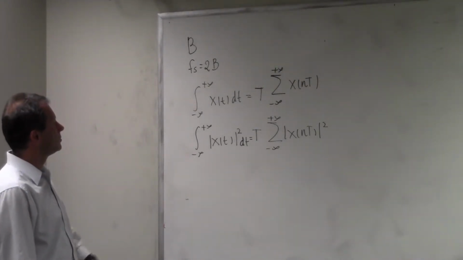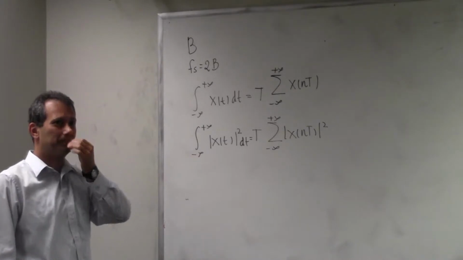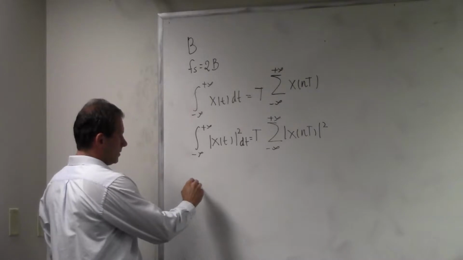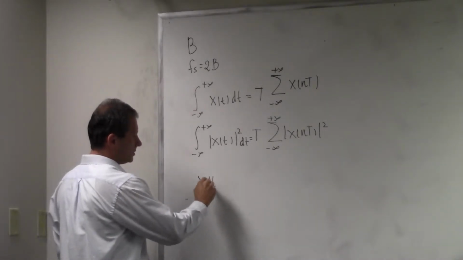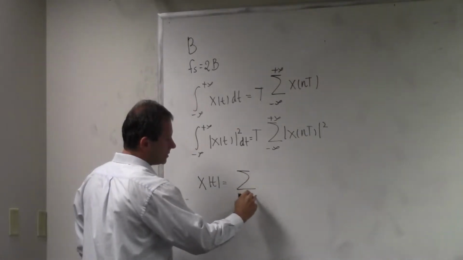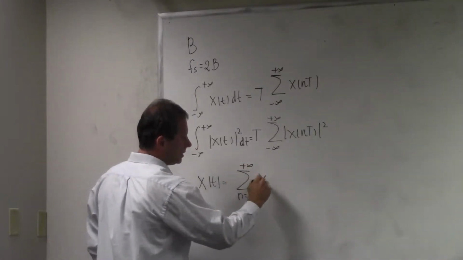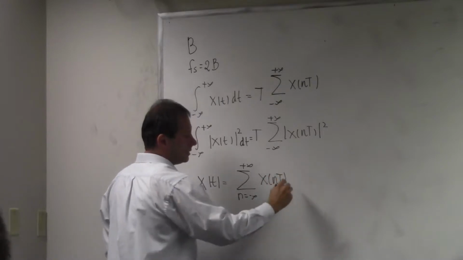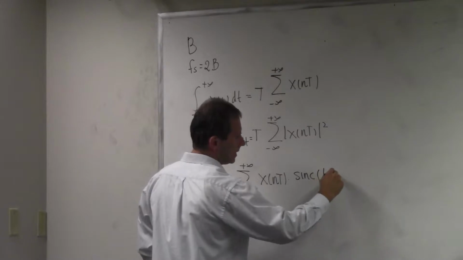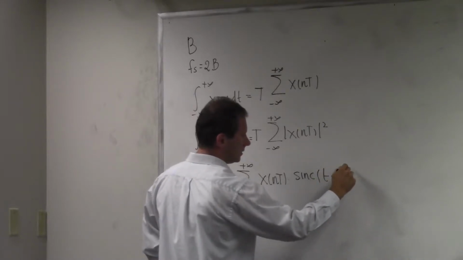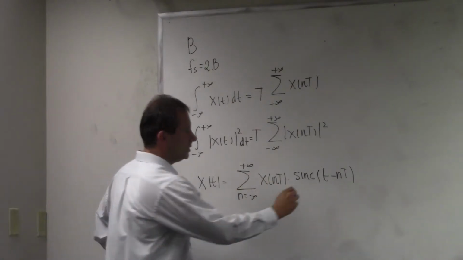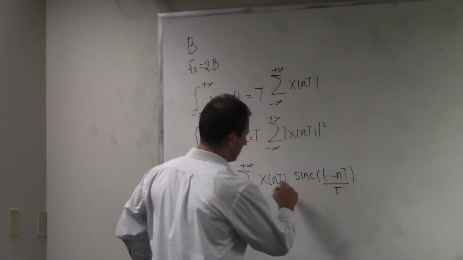Okay, so how would you approach this? I mean, that looks like the energy, but other than that, one thing is what the sampling theorem teaches us: x of t is equal to the sum, n from minus infinity to plus infinity, of x of nT times sinc of (t minus nT) over T. Is that the proper formulation?